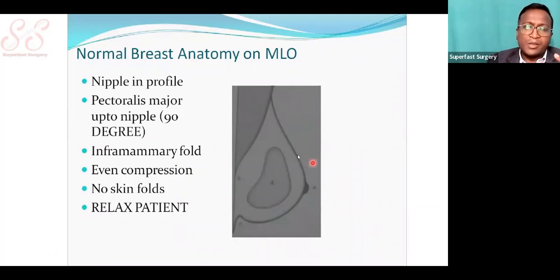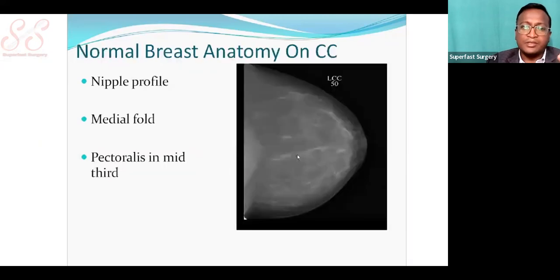So the adequate mammography is when we have the nipple areola complex in the profile. The pectoralis major muscle is up to the level of the nipple, such that the angle between this apex and the nipple areola complex is 90 degrees. We must be able to see the inframammary fold to call it adequate mammography, and there should not be any skin fold, and there should be the axillary view as well. So that will represent the adequate mammography.